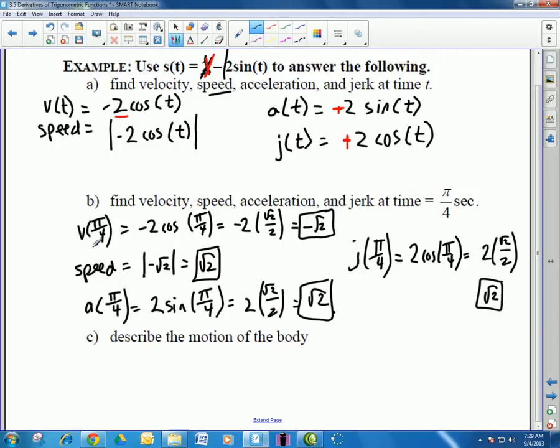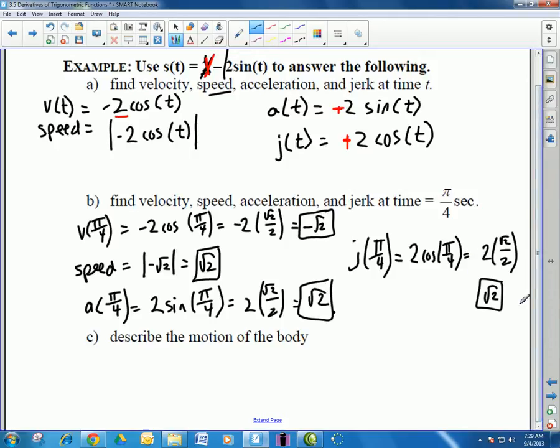And so looking at some of these, we did that one. Speed is just the absolute value of your velocity, which is negative square root of 2, which is square root of 2. Acceleration is 2 times the sine of pi over 4. Sine of pi over 4 is radical 2 over 2 as well. And so you simplify those 2's, you get radical 2. Same thing with the jerk.